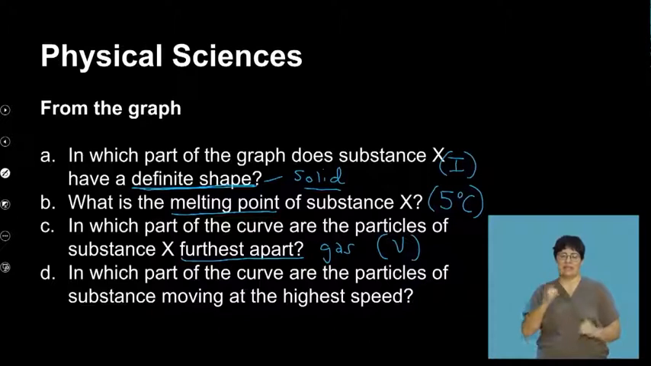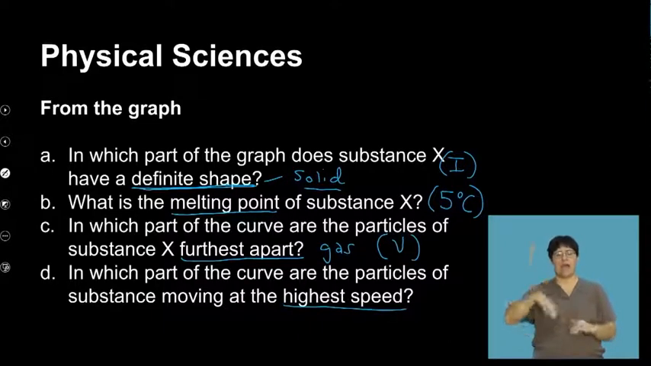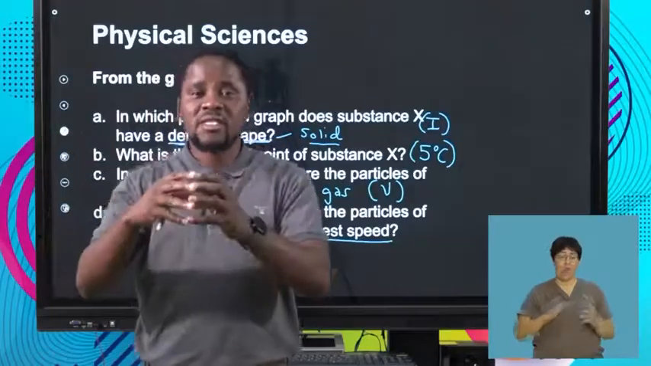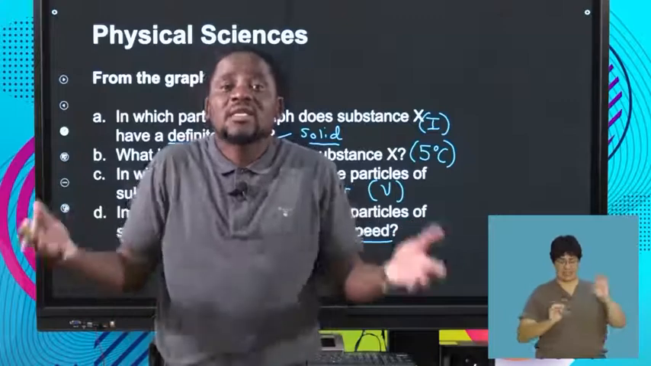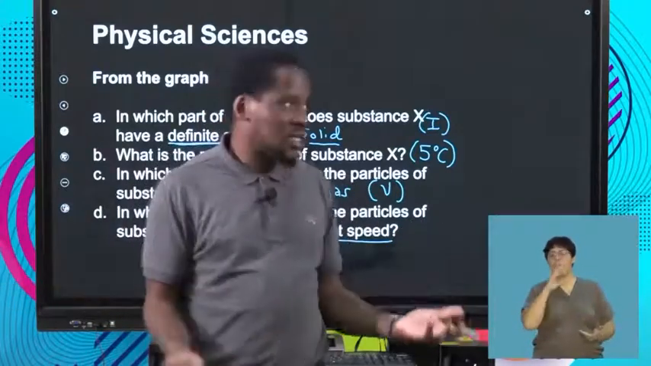Okay? So D, which part of the curve are the particles of the substance moving at high speed? High speed suggests that the forces are weaker and the spaces are bigger, meaning that the substance is still a gas. So we're still asking the same thing about the properties of a gas.